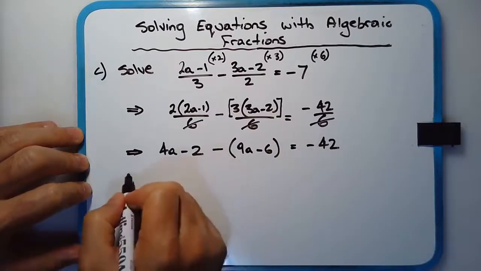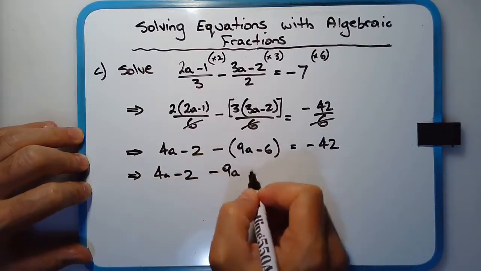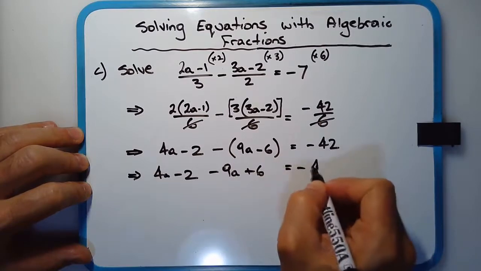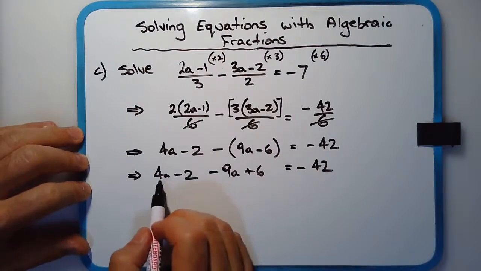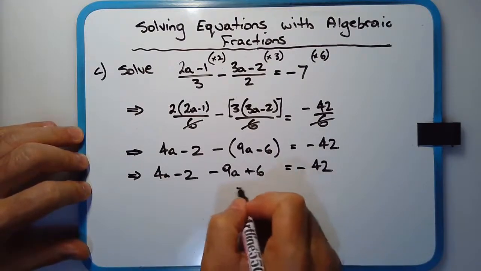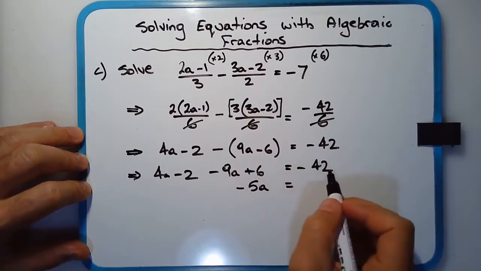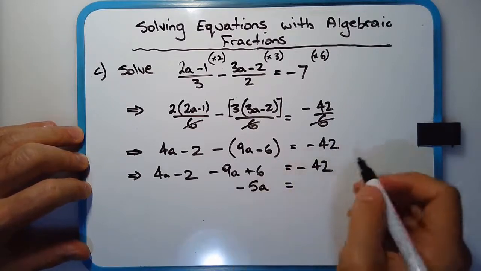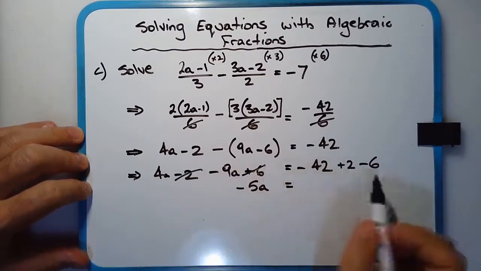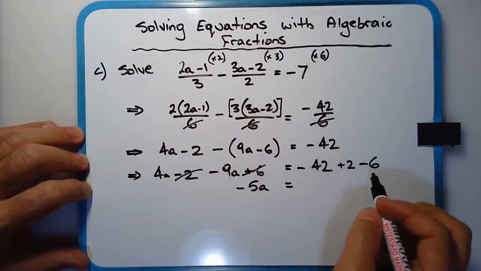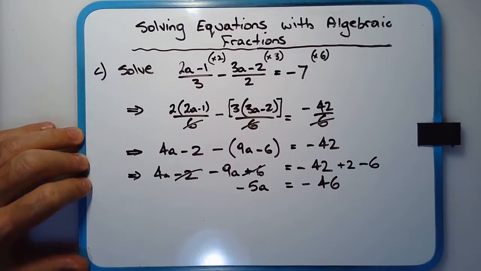So next line, we have 4a minus 2 minus 9a plus 6 is equal to negative 42. So far so good. 4a minus 9a, we've got negative 5a, equal to negative 42. We're going to add 2 and then subtract 6. So that goes and that goes. And negative 40 minus 6, negative 46. Yep, I think we're happy there.